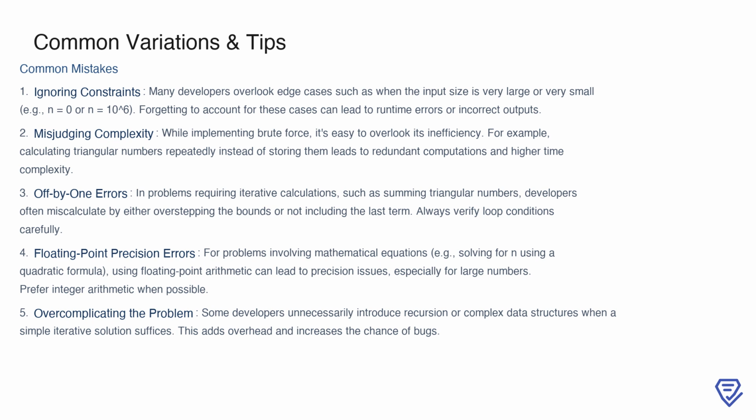increases time complexity. Off-by-one errors are another trap to avoid, especially in iterative calculations like summing triangular numbers. Developers might accidentally overshoot or miss a term by not verifying loop conditions carefully. Additionally, floating-point precision errors can arise when using mathematical equations, such as solving for n with the quadratic formula. For large numbers, this can lead to inaccuracies, so it's better to stick to integer arithmetic when possible. Finally, overcomplicating the problem by introducing recursion or complex data structures can add unnecessary overhead. Often, a simple iterative solution works just as well and is less prone to bugs.